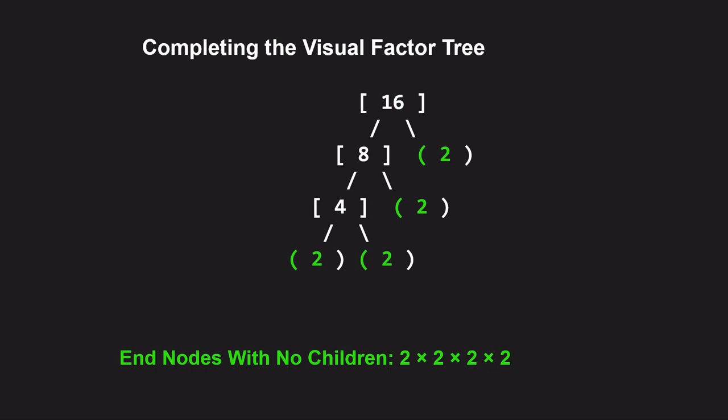By collecting all the final nodes that have no children, we discover the exact same atomic reality. 16 breaks down perfectly into 2 times 2 times 2 times 2.